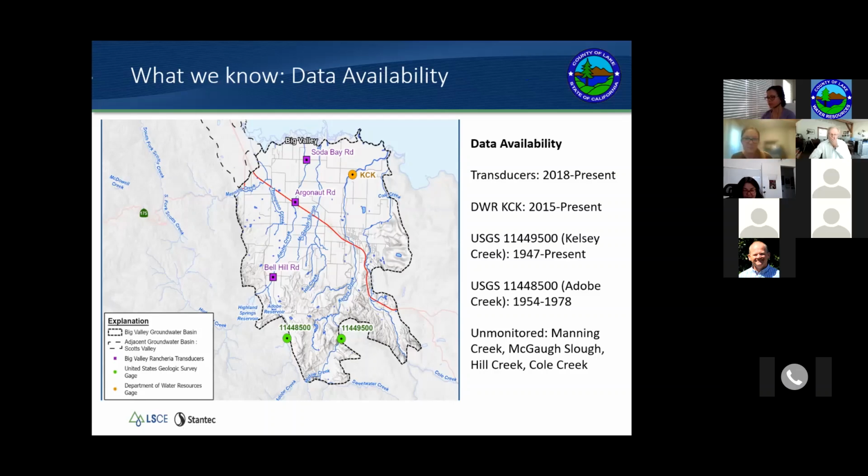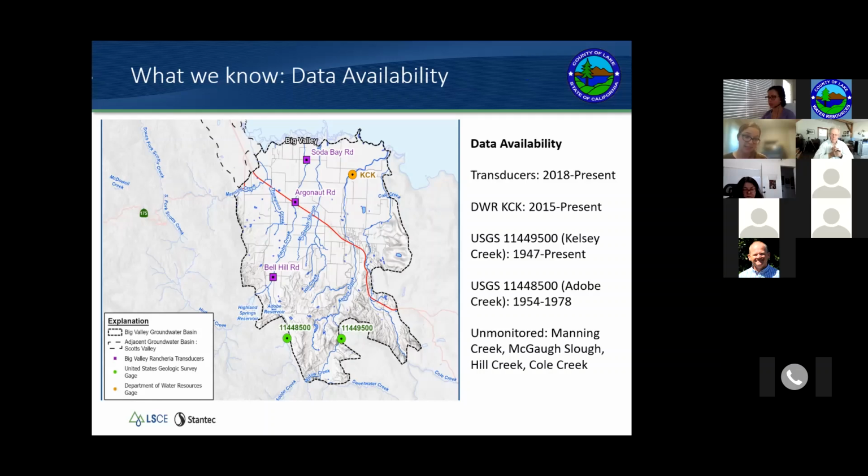All right. So the USGS gauge is upstream and it has been operable. It's our longest contiguous data set that we have here on streamflow, from 1947 to the present day. And then moving over to Adobe Creek, we also have another USGS monitor. It's upstream of Adobe Creek Reservoir and the Highland Springs Reservoir.